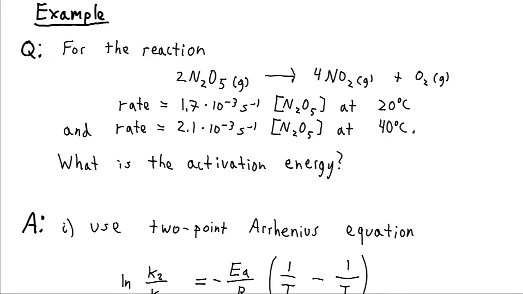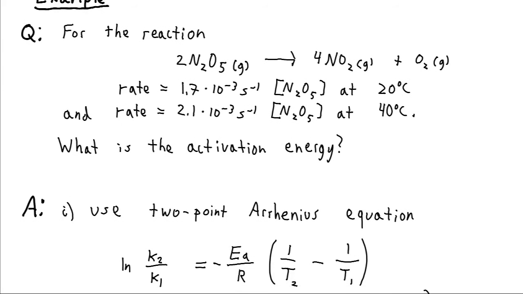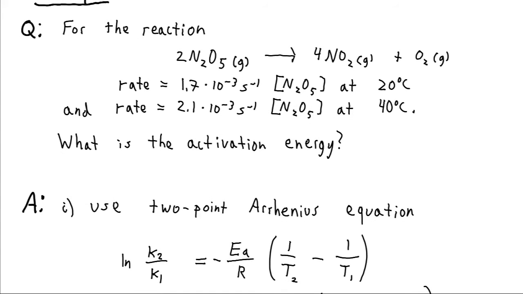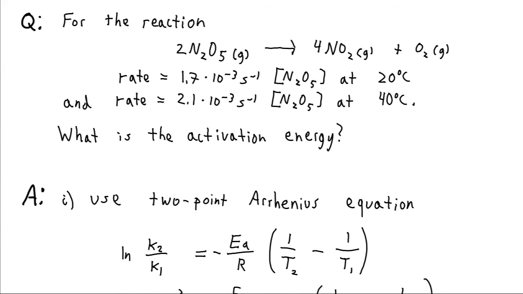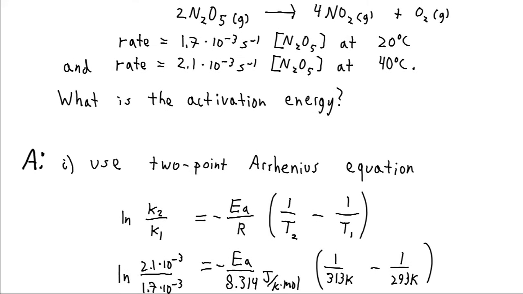Well, it's probably best to use the 2-point Arrhenius equation. For one thing, because we don't care at all about the frequency factor, and this form doesn't involve the frequency factor. It's already gotten rid of for us. So we can go ahead and plug in our 2 rate constants and our 2 temperatures. And then we just have to solve for our activation energy here.